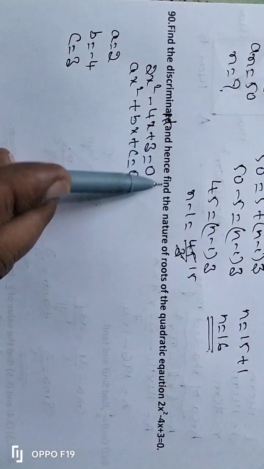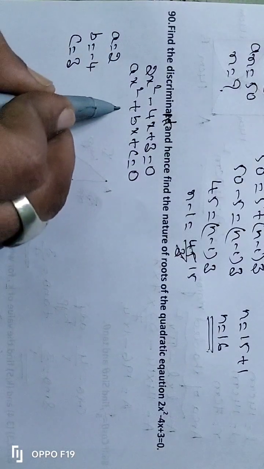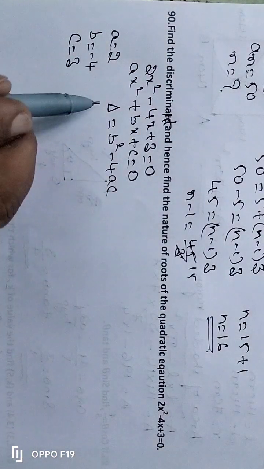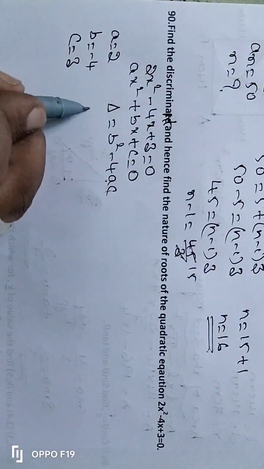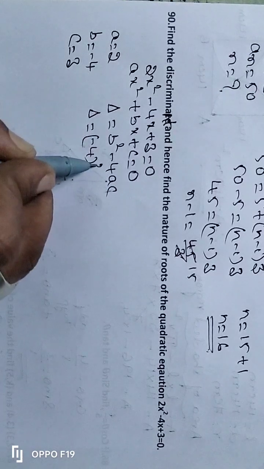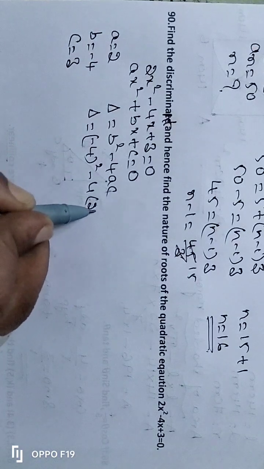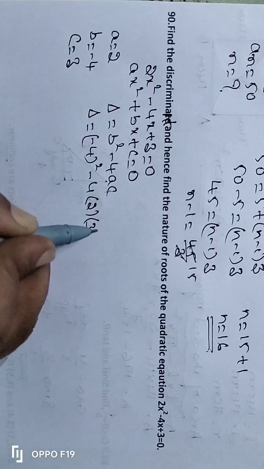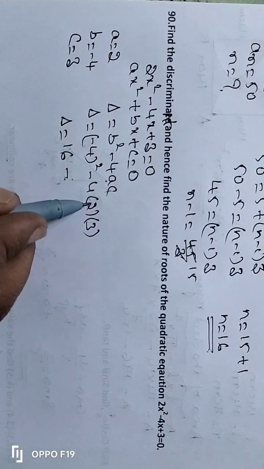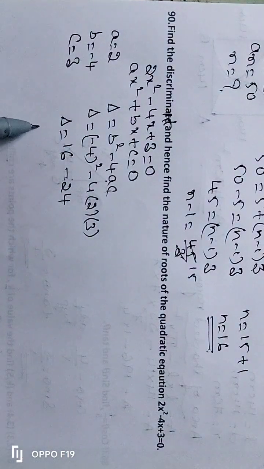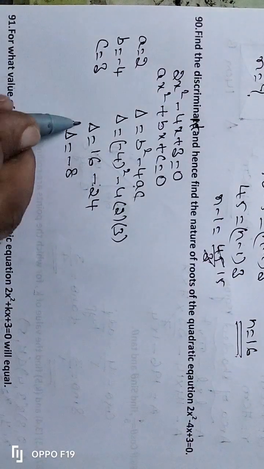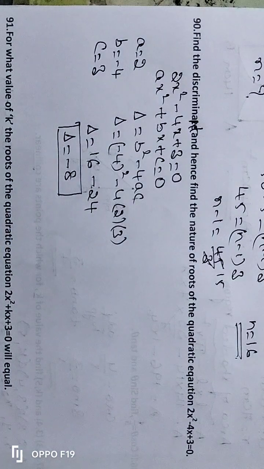Now find the nature of the roots. Let us go for delta. Delta is equal to b square minus 4ac. This is the discriminant of the quadratic equation. Let us find the discriminant first. Delta is equal to minus 4 whole square minus 4 into a means 2, c means 3. So delta is equal to 4 square becomes 16, minus 4 2s are 8, 8 3s become 24. So delta is equal to 16 minus 24, which is minus 8. So this is the discriminant of the given quadratic equation.